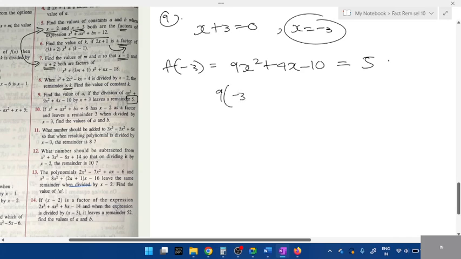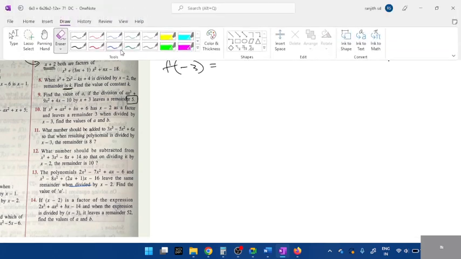9 into minus 3 square, 4 into minus 3. 3 square is 9. 9 nines are 81. What is this? Only numbers are there. Find the value x. Okay. That's what. Only numbers are there. F of minus 3.